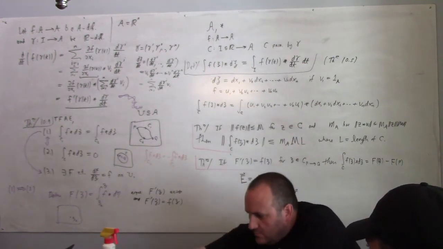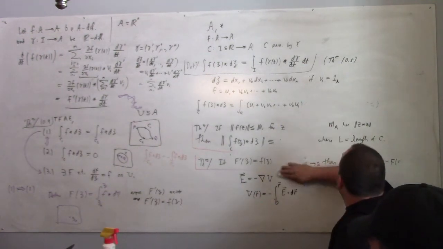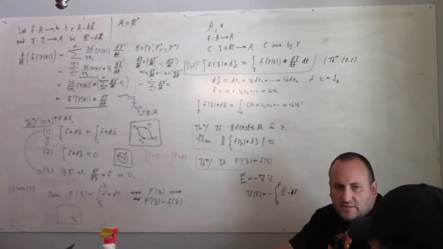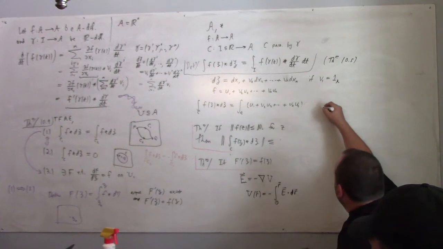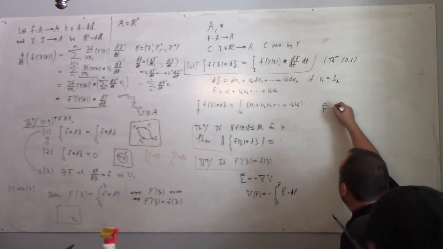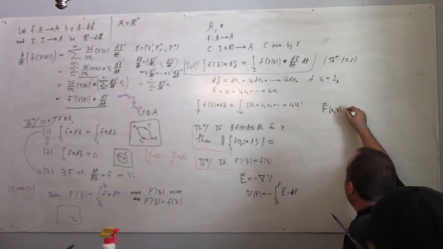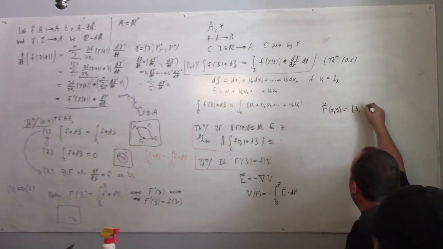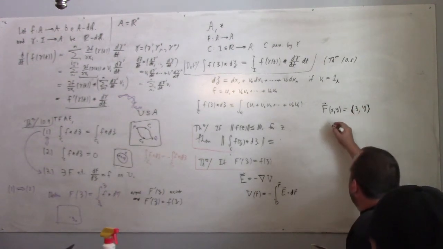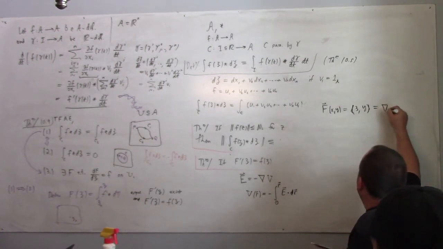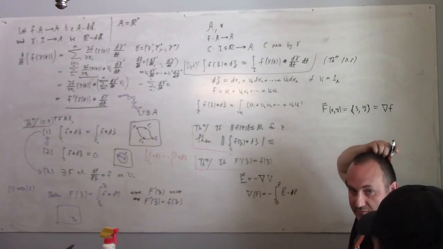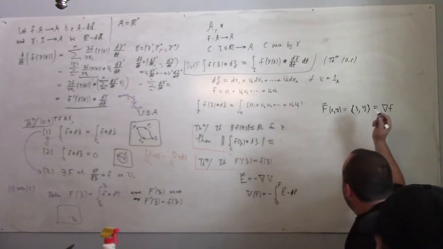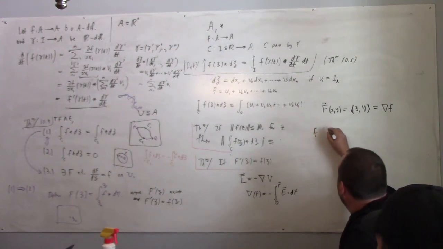Maybe I should show you an example. Let's see here. How about we look at the force function, we'll keep it real simple, like 3 comma y. Pretty simple force field, right? I want to say that that's the gradient of some potential. Now, of course, you could just calculate the potential directly by guessing. But in the current way of thinking, we could also do it this way.